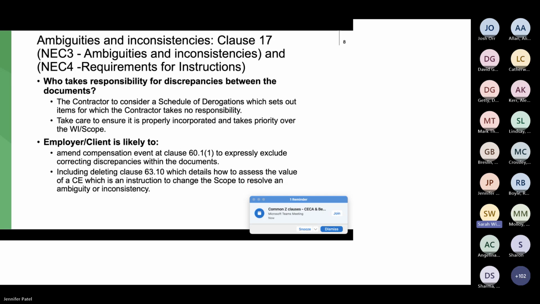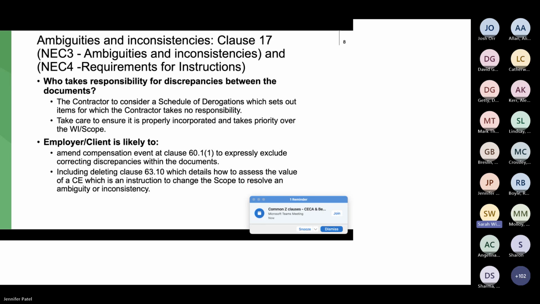So my impression is that lots of contractors, subcontractors look at this and think, well, how many ambiguities, inconsistencies can there be within a contract? It can't be a huge risk, so we will take it. We will be responsible for it. My experience is that this is quite a common occurrence.